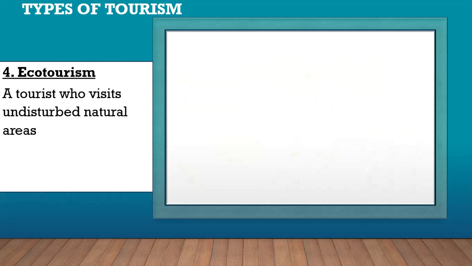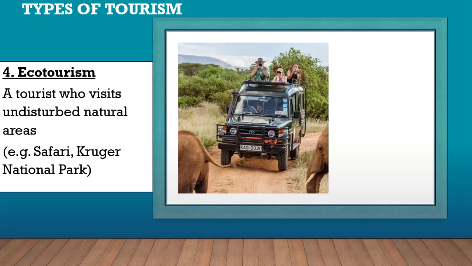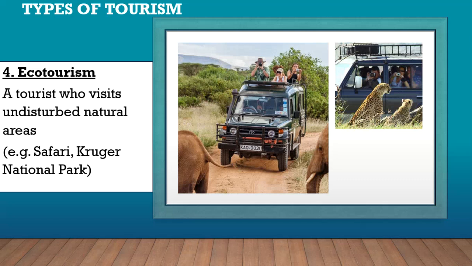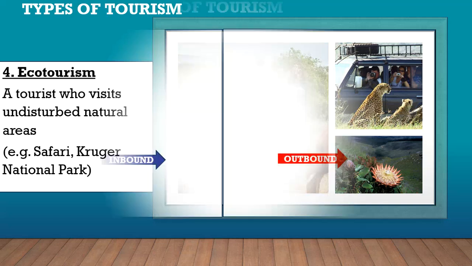Ecotourism. Now, this is a tourist who visits an undisturbed natural area. So, places like the safari or the Kruger National Park, where you go to see nature and animals. So, that would be an example of ecotourism. Or even plants, as long as that area is undisturbed, tourists would like to come see it. That would form part of ecotourism.